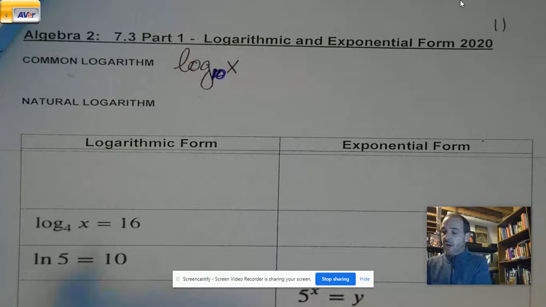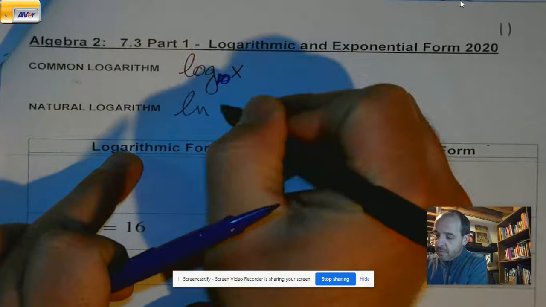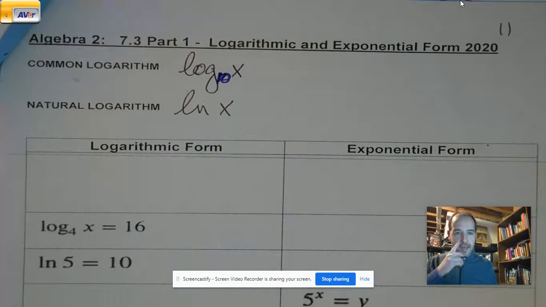Our natural log is just ln x, and there's not a huge difference as far as what we're going to be doing with these, but I want you to be aware of the terminology, okay? So log versus natural log. So what are these forms? What do they look like, and how do we use them for mathematical purposes?